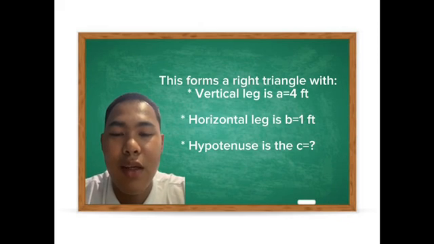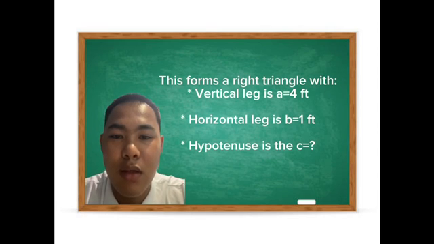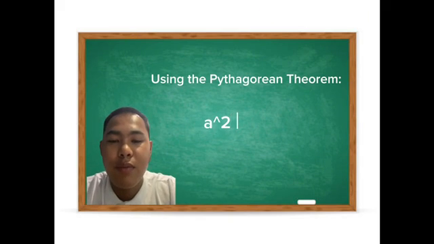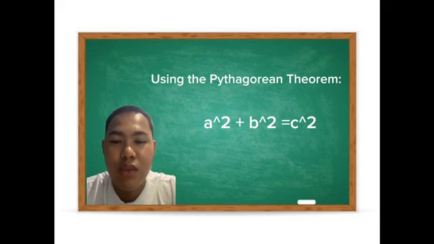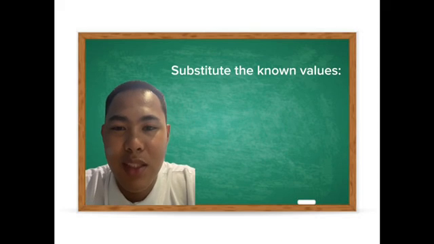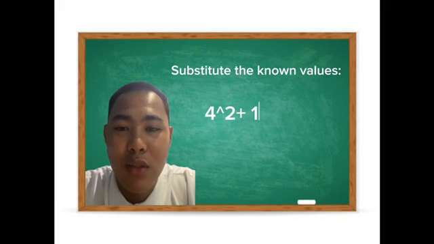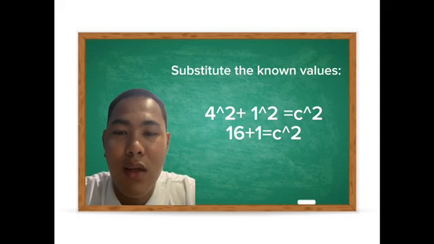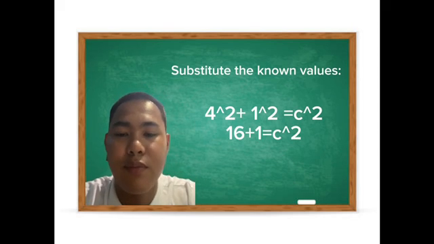This forms a right triangle where the vertical leg is a, equal to 4 feet. The horizontal leg is b, equal to 1 foot. The hypotenuse is c, and it's missing. Using the Pythagorean theorem, a squared plus b squared is equal to c squared. Now, let's substitute the known values. 4 squared plus 1 squared is equal to c squared. So, we have 16 plus 1 is equal to c squared.